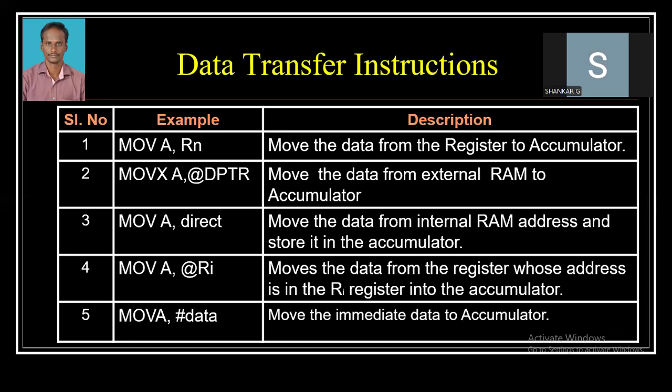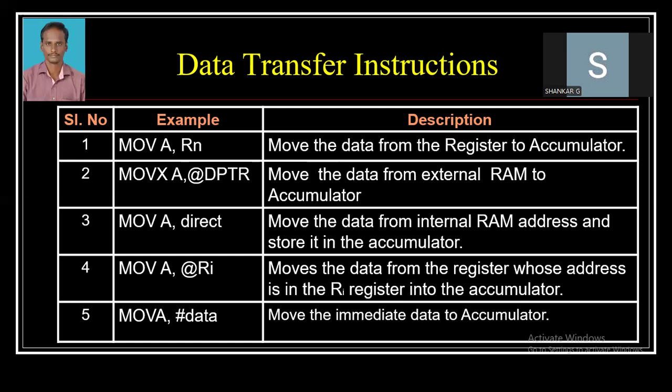The first one is MOV A, Rn. In this case, move the data from the register to the accumulator. Rn, where n varies from 0 to 7. Totally 8 general purpose registers are there. So it indicates R0, R1, R2 up to R7. Whatever data is in the register Rn is moved to the accumulator.